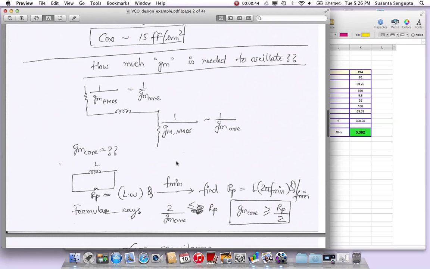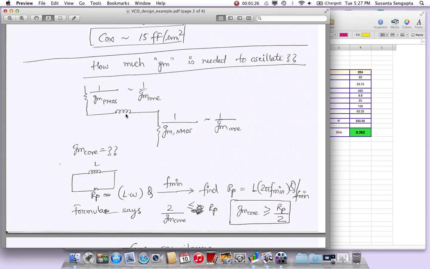To get an idea, I will assume that the PMOS is scaled to roughly twice the size of the NMOS, such that they both have almost equal GM. It is not always going to be true, but it's a good assumption to have when we start. So I can call the GM of the PMOS GM core, and the NMOS is also the same. Together, if you take the series resistance of the two, these values are going to be negative because it's creating a negative resistance, and that will be 2 by GM core.